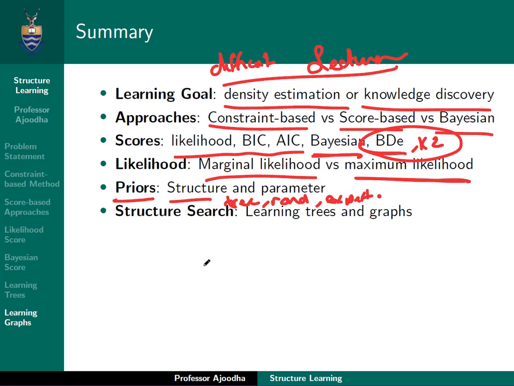And then finally, there are lots of ways to perform the structure search. You can learn trees using maximum weighted spanning trees, and you can learn graphs using things like simulated annealing, or greedy hill climbing, and lots of different graph procedures that also assist in learning the structure. So that's all for this lecture, and I hope you learned something.